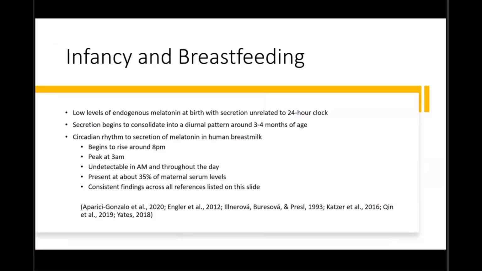And it is thought that the melatonin in breast milk helps with the entrainment of the infant's circadian rhythm as they're developing that over the first few months of life.